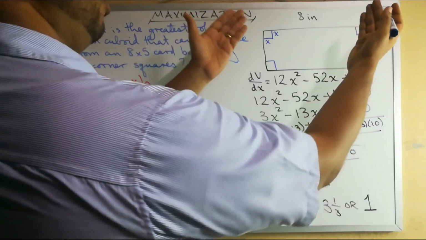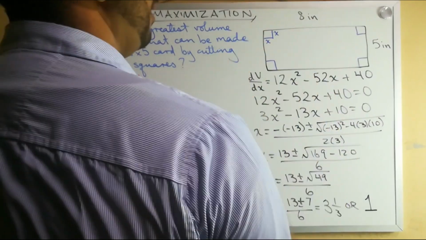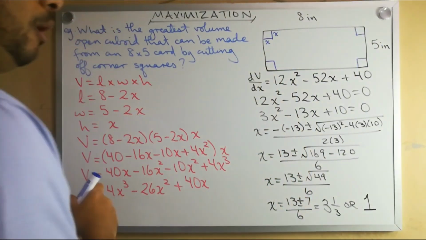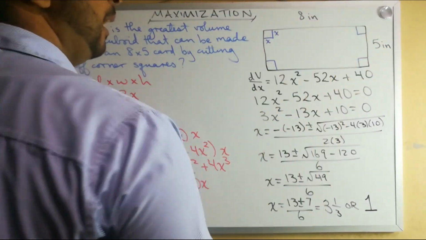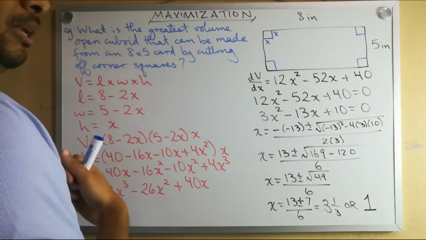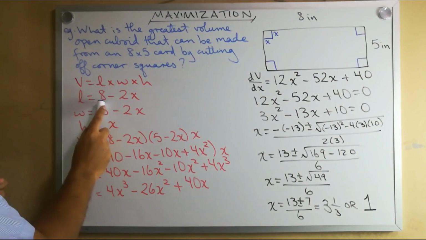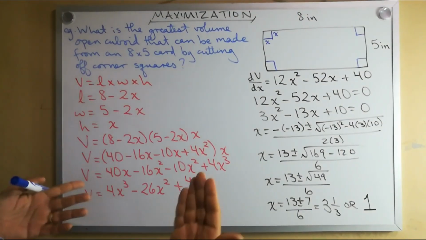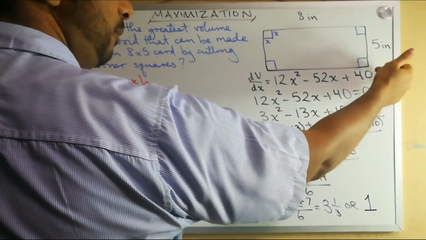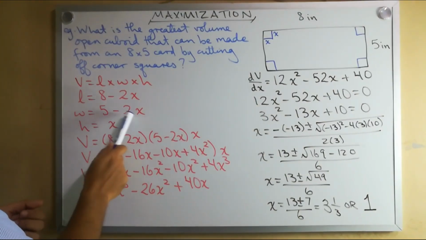Imagine if we were to cut off x from this side and x from that side, and then it folds up like this. What would be the length of our cuboid from here to there? Well, if the entire length is 8 and we take off x from the left and x from the right, we are taking away 2 x's. So the length of the cuboid will be 8 minus 2x. Similarly, for the width of the cuboid, we take off x from the top and x from the bottom here. We're taking away 2 x's from the 5, so we have 5 minus 2x.